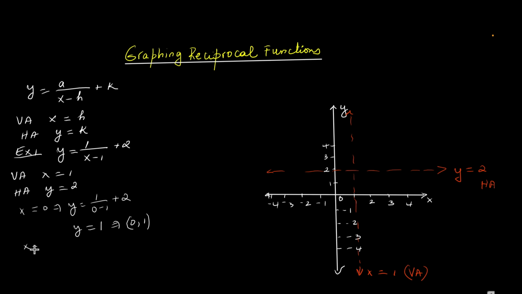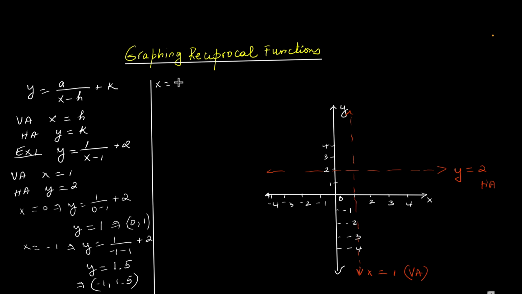X equals negative 1. Y equals 1 over negative 1 minus 1 plus 2. That is 1 over negative 2 plus 2. That is negative 1 half plus 2. That equals 1.5. The point is negative 1, 1.5.